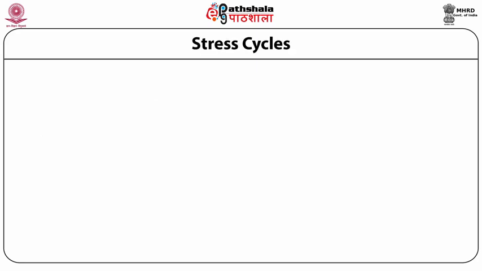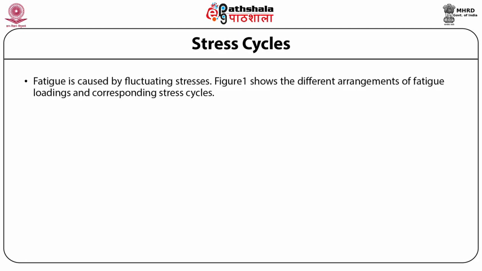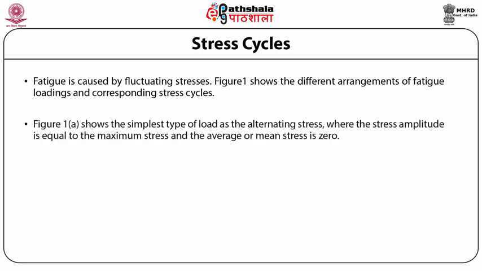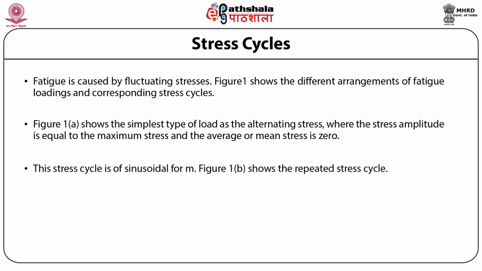Stress cycles. Fatigue is caused by fluctuating stresses. The figure given shows the different arrangements of fatigue loadings and corresponding stress cycles. The first part of the figure shows the simplest type of load, the alternating stress, where the stress amplitude is equal to the maximum stress and the average or mean stress is 0. This stress cycle is of sinusoidal form.